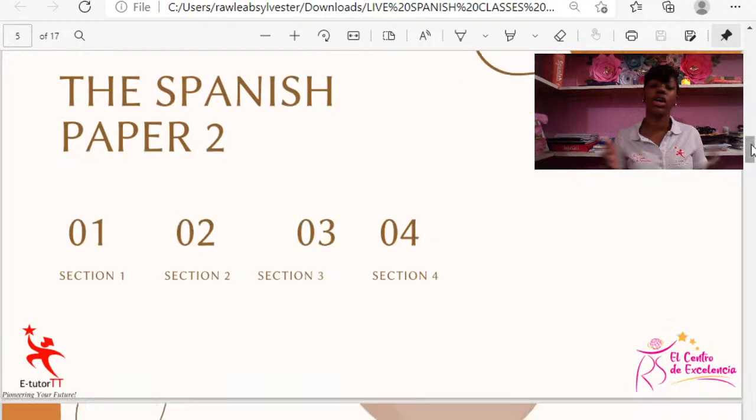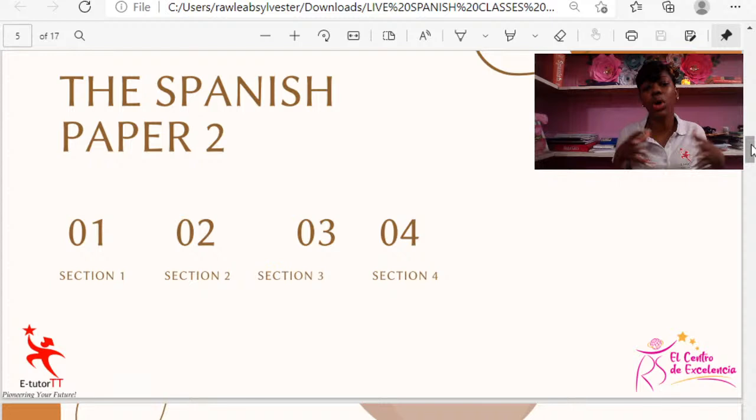So the first thing I want you all to remember is that the Spanish paper 2 has 4 sections. Section 1 is where we have the situations. Section 2, we would go more into when we get there. But all I want you to remember for now is that section 1 is where we have the situations, and that is what we will be getting into.